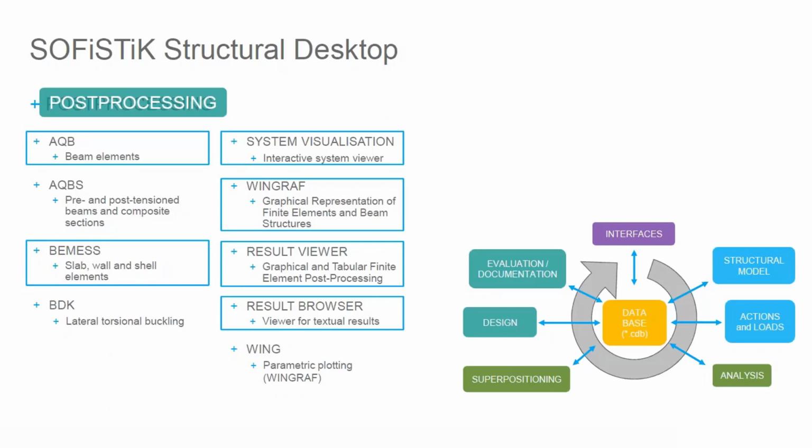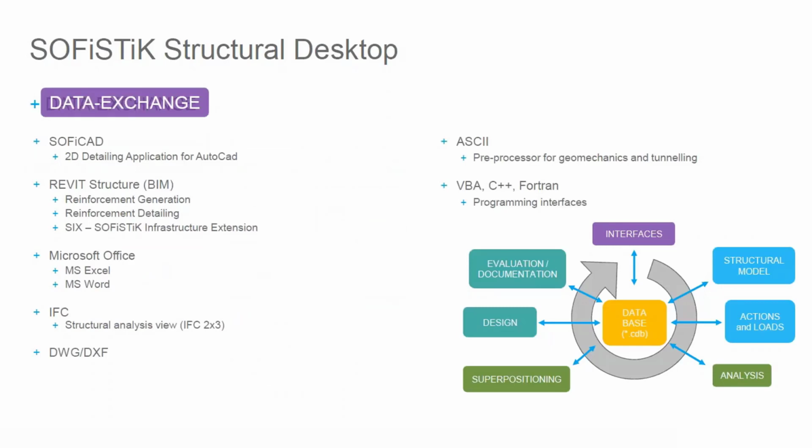For instance, the visualization is just a nice tool to do a first check of the plausibility of a system. Wing graph allows you to set up drawings for your reporting. As well, result viewer gives you the option to create tabular finite element post-processing. The result browser is the viewer for all the textual results. The data exchange between applications such as AutoCAD, Revit, Microsoft Office is available, as well as IFC, ASCII, and programming languages such as VBA, C++, and Fortran.